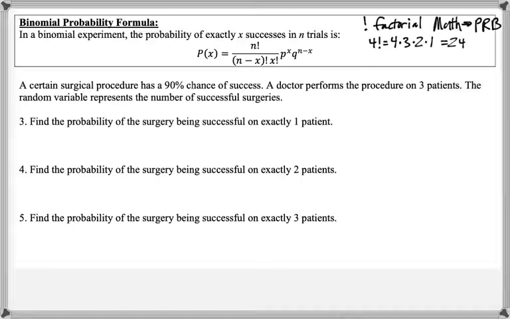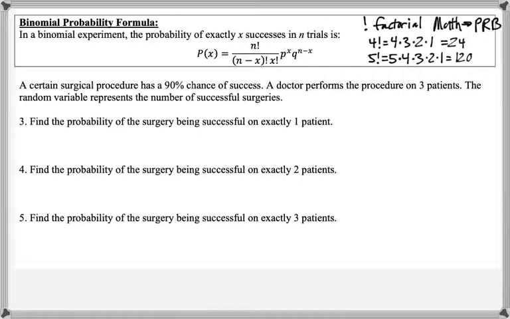So what a factorial does is it takes that number and multiplies it by every whole number that's less than it. So 4 factorial is 4 times 3 times 2 times 1, which is 24. 5 factorial would be 5 times 4 times 3 times 2 times 1, which is 120.